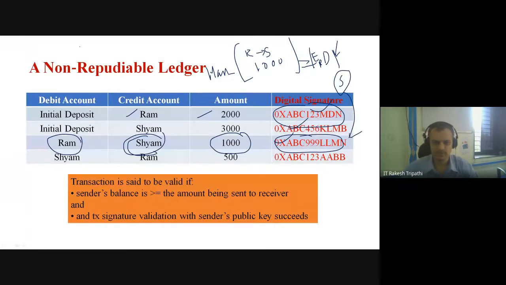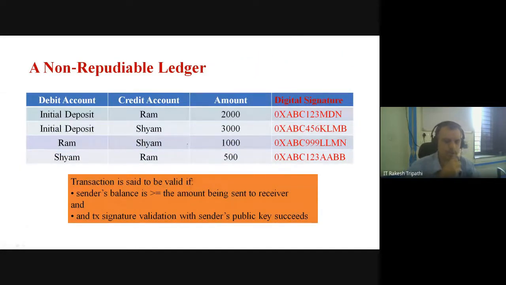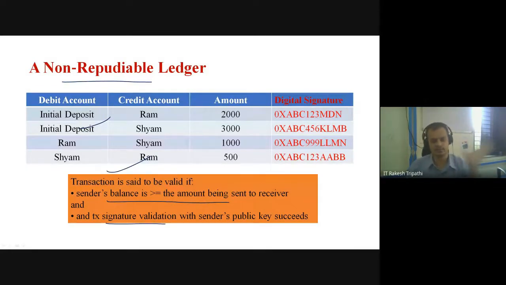This is the signature, and this is the message. You can compute this message out of these three. With signature, the first problem is solved. This is a non-repudiable register. Ram cannot deny that he has not sent. Then how is a transaction valid? Any transaction is valid if the sender's balance is more than the amount being sent by sender to receiver and the transaction signature is valid, meaning the sender's public key verifies the signature.